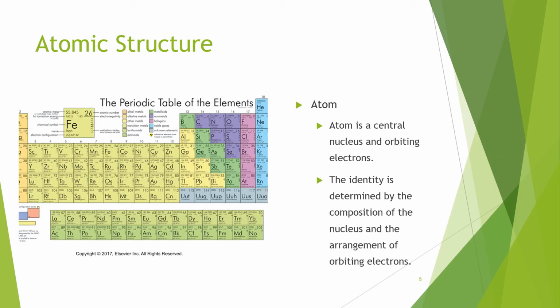Okay, so atoms are made up of a nucleus and orbiting electrons. The identity of the atom is determined by the composition of the nucleus and the arrangement of the orbiting electrons. You can see here all of the identities, the number of atomic mass and weight and things like that are found on the periodic table of elements. We don't really have to memorize any of these, but we do need to understand how these numbers relate to how atoms are composed.